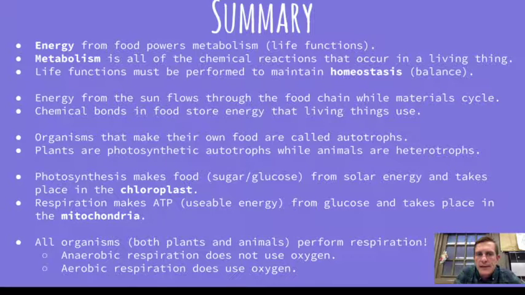We also need to know that organisms make their own food. We call them autotrophs. And all plants are photosynthetic autotrophs, while animals are heterotrophs. Photosynthesis is the process by which we make food from solar energy and takes place in the chloroplasts of cells. And respiration is the process by which we make ATP, or a usable form of energy, from glucose. And this takes place in the mitochondria. All organisms, both plants and animals, perform respiration. Anaerobic respiration does not use oxygen, where aerobic respiration does.